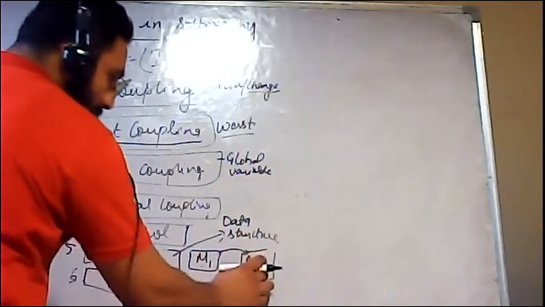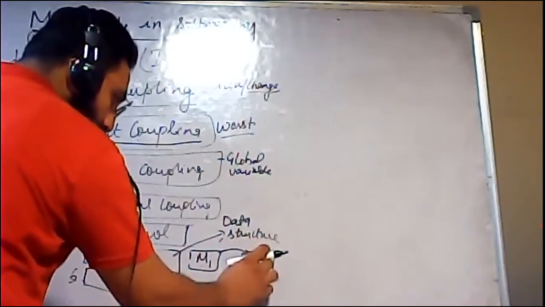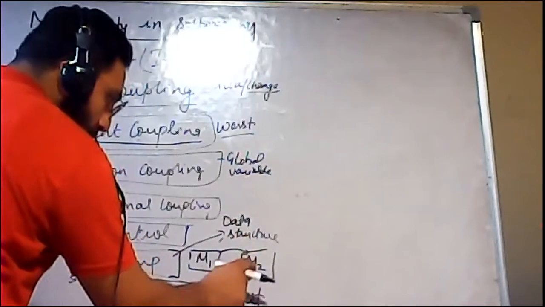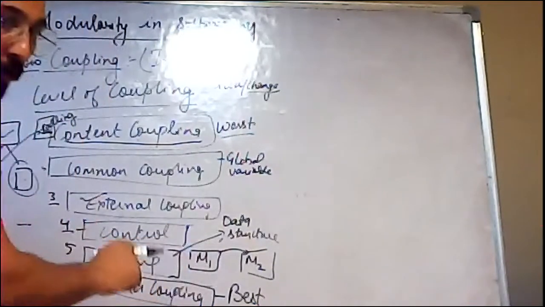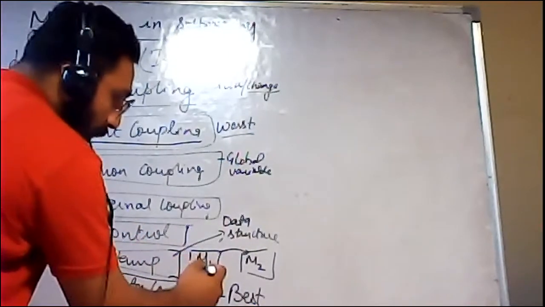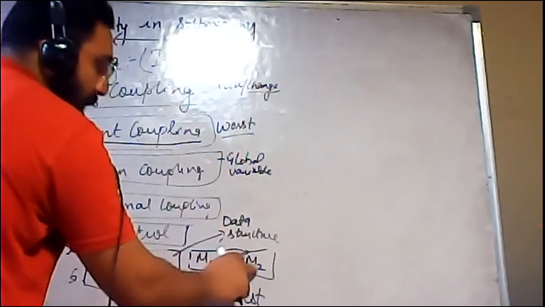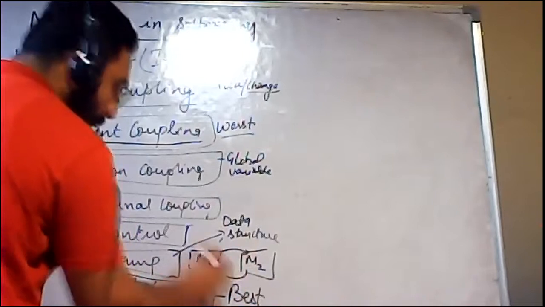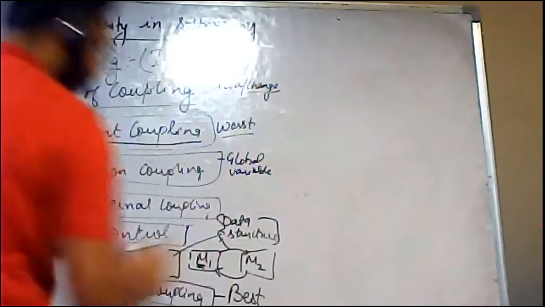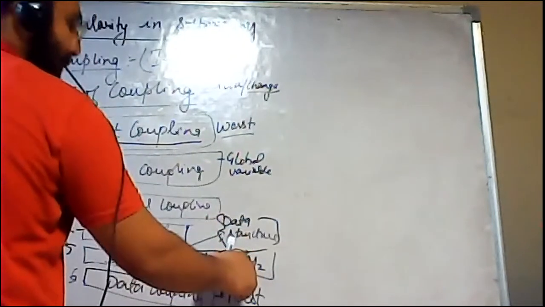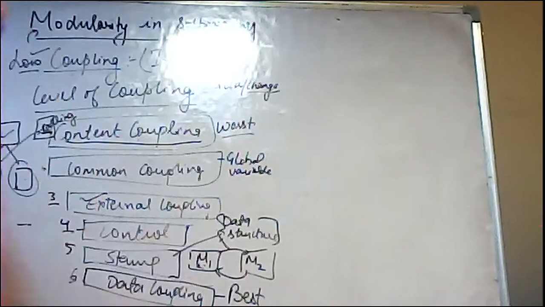In stamp coupling, for module 1 and module 2, if there is any change in the data structure of module 1, there should also be information to module 2 that module 1 has changed its structure, or value, or any type of change or alteration. So if there is a change in module 1, all the information or the structure should be informed to module 2 because they are dependent on each other. That is stamp coupling. In stamp coupling, we are talking about a data structure. If the structure of module 1 is changed, the same should be passed to module 2, so that module 2 can understand the concept of module 1.